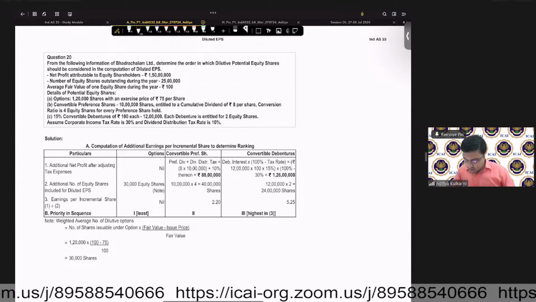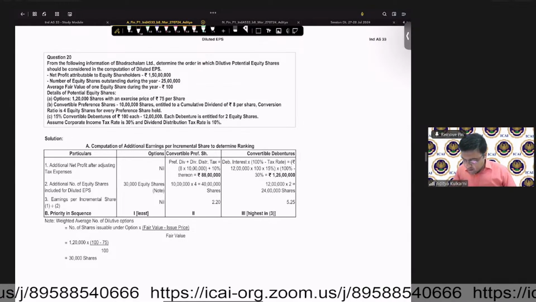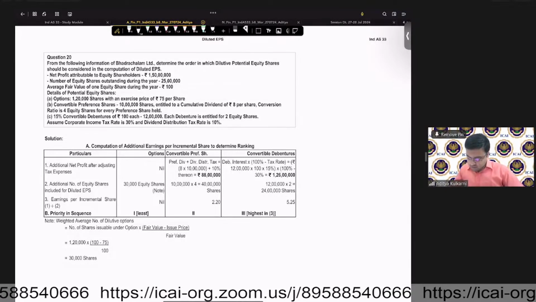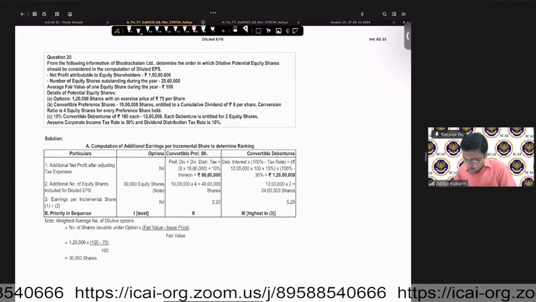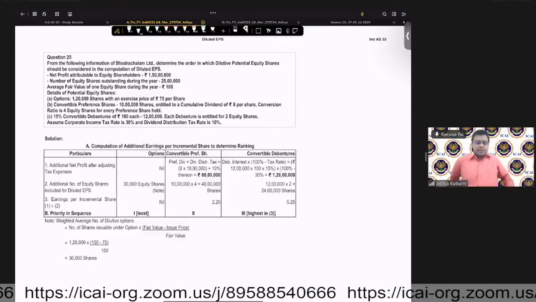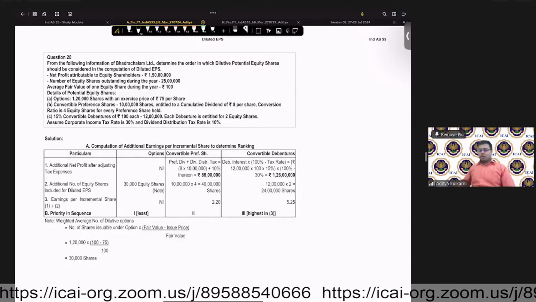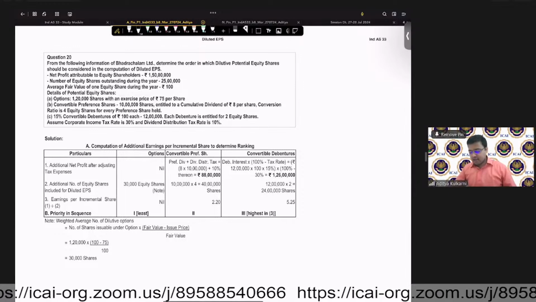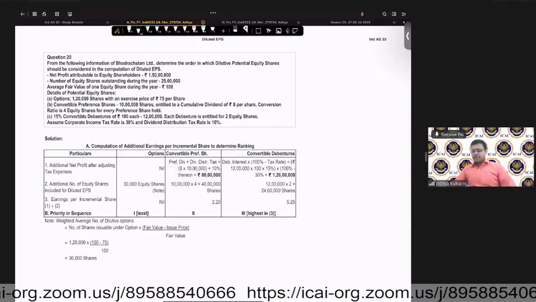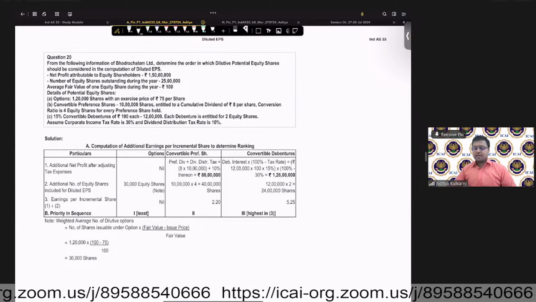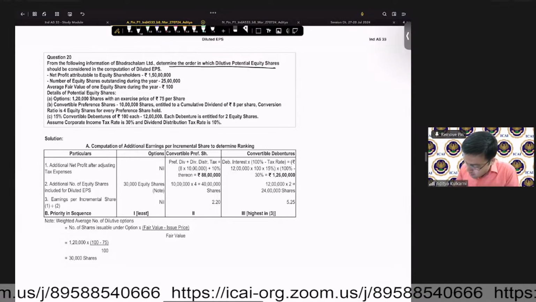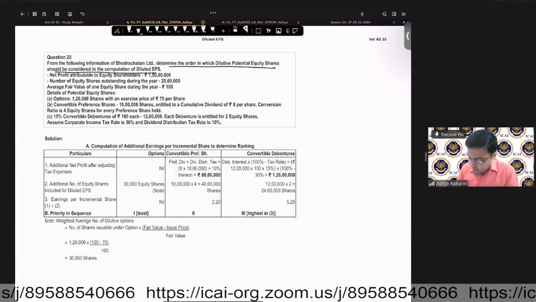All right. Net profit attributable to equity shareholders, number of equity shares, average fair value, details of potential equity shares. All right, we have a new thing here, so let us do this first. From the following information of Bhadrachalam Limited, determine the order in which the dilutive potential equity shares should be considered in the computation of diluted EPS.